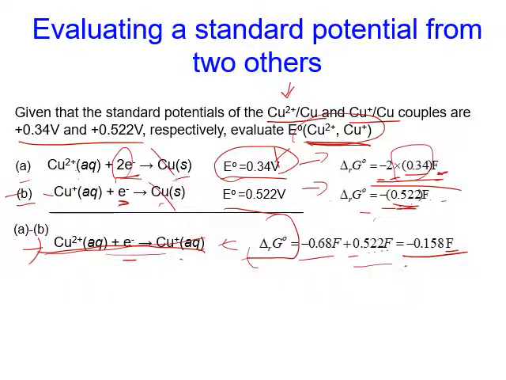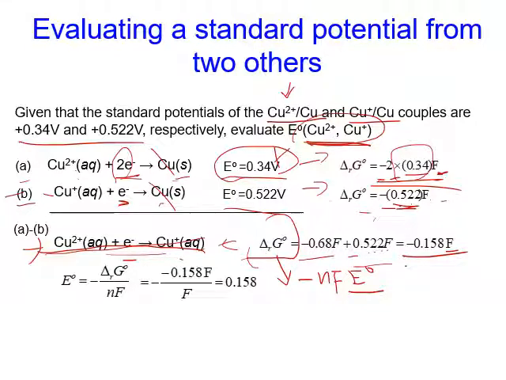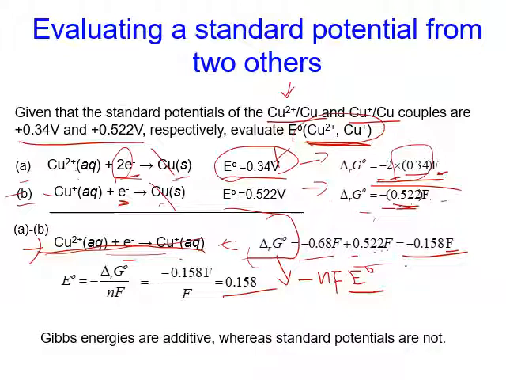So what is the standard cell potential? Remember, delta G equals negative nFE of the cell standard potential. So this can be calculated: delta G divided by nF. n is 1, and that gives you 0.158. All right, so for this type of question, you need to use Gibbs energy. Even though standard potentials you cannot add or subtract, the Gibbs energy can be.